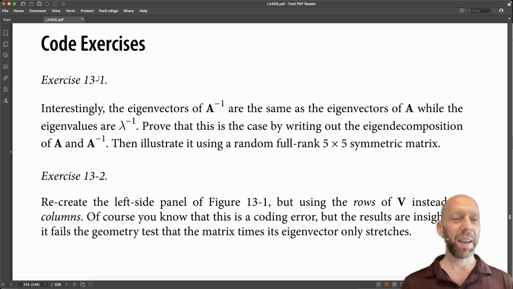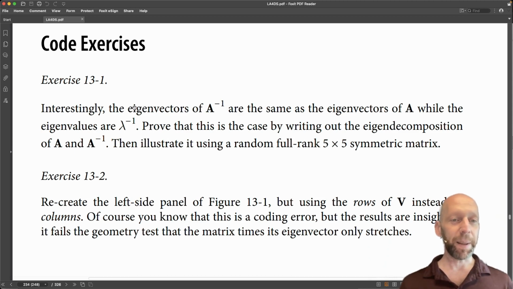Let me start this set of videos with exercise 1. So exercise 1 is about the eigenvectors and eigenvalues of the inverse of a matrix. Now, of course, a matrix has an inverse only if it's square and full rank. But that is fine here because, with eigendecomposition, we are only considering square matrices anyway. So this problem is really just limited to full rank matrices that have an inverse.